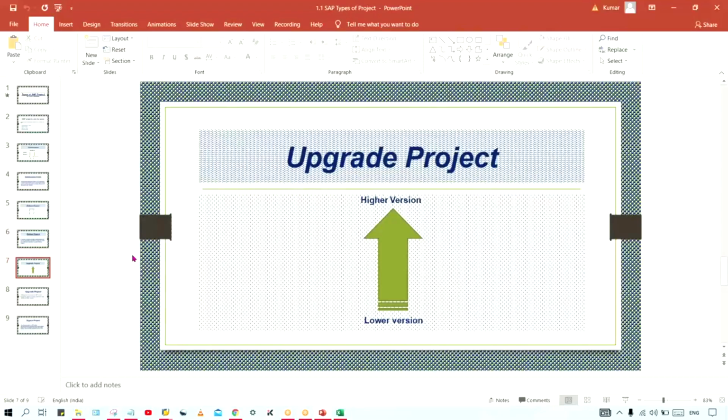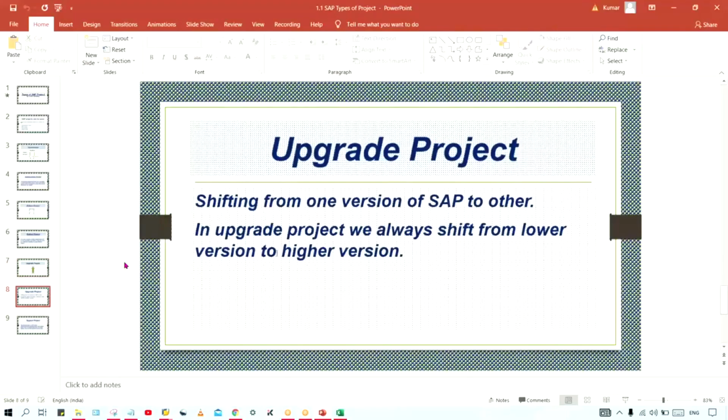The next one is called upgrade project. So upgrade project is pretty simple, guys. By the name itself, you can know the definition, right? Look here, it is shifting from one version to another. In an upgrade project, we always shift from a lower version to a higher version.